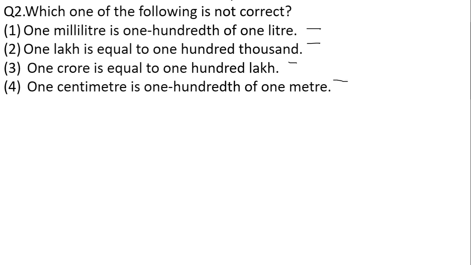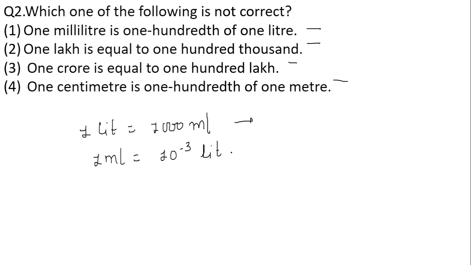1 millimeter is equal to 1/100 of 1 liter. Okay, 1 milliliter is equal to 1/100 of 1 liter. It means that we know one thing, that 1 liter is equal to how much milliliters, sir? 1000 milliliters. So here 1 milliliter will be equal to 10⁻³ liters. Am I right? It means I can write this as 1/1000 liters.